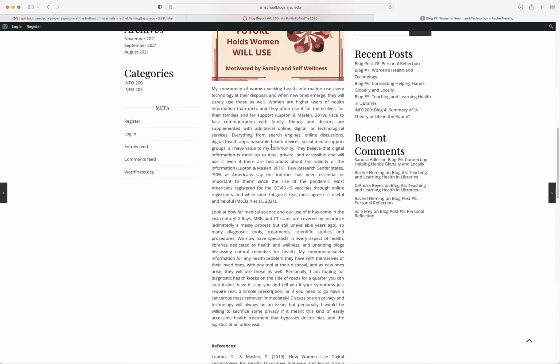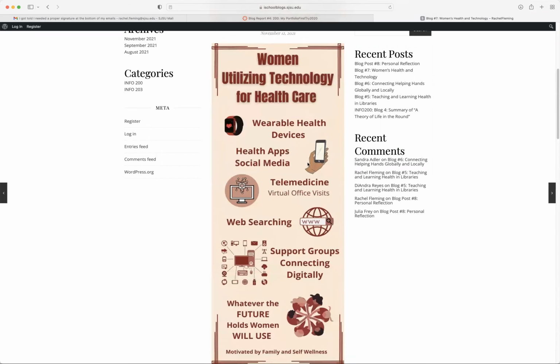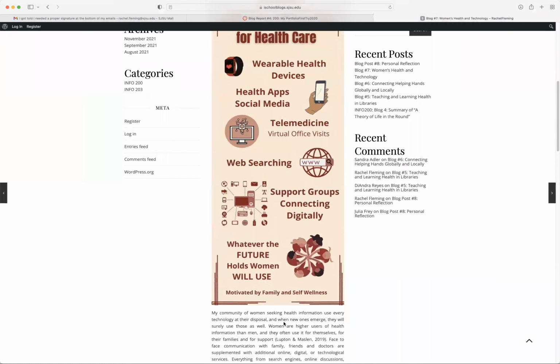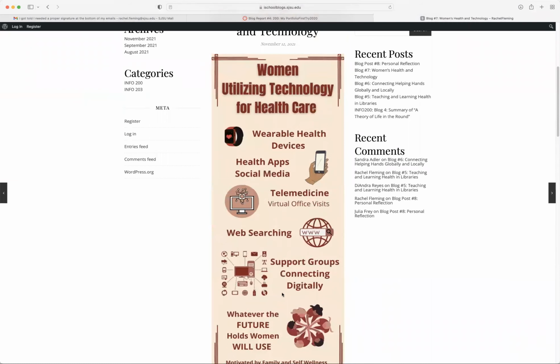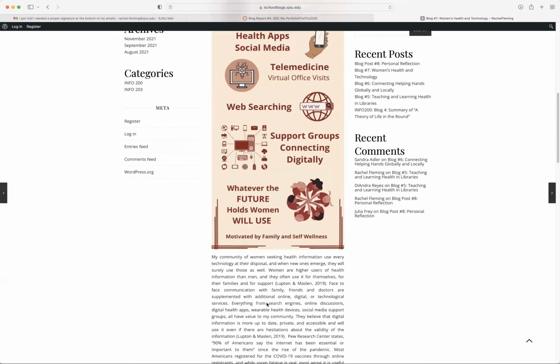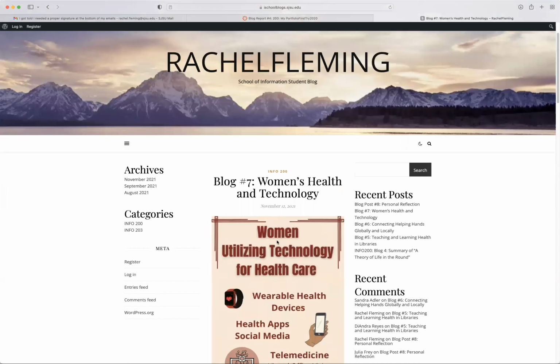And why I believed that these were the main elements and design elements for, you know, motivated by family and self-wellness. Like, what is the actual motivation behind it? And where am I getting this information? So I found that really, really helpful. So this was my blog post 7 on women's health and technology.